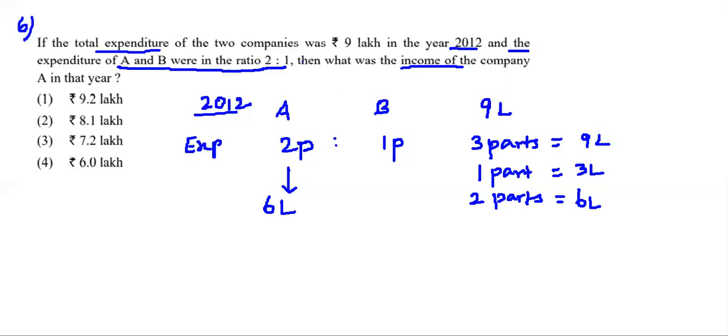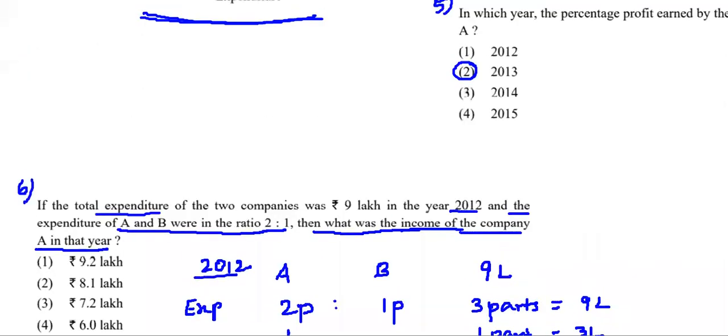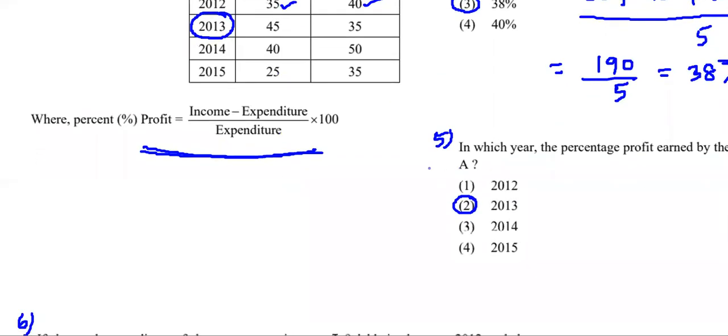But actually that is not the question. The question is asking us to find what was the income of company A in that year. We have A's expenditure in 2012 to be 6 lakhs, but we need to find A's income in that same year 2012. What is A's income? This is all we are asked in the question. To find the answer, we definitely need to use the above relation: profit percent is equal to income minus expenditure by expenditure into 100.